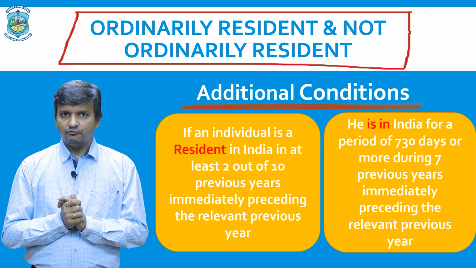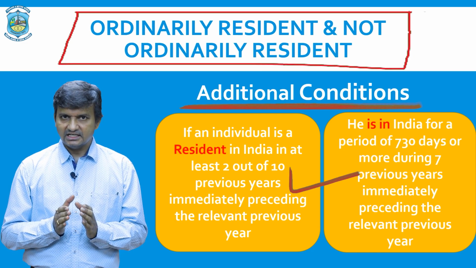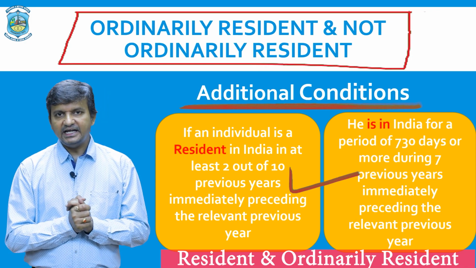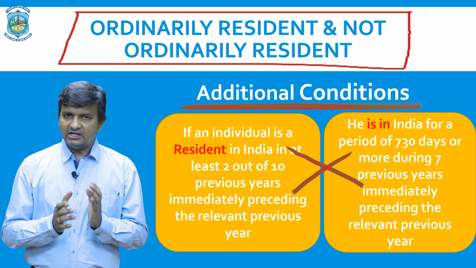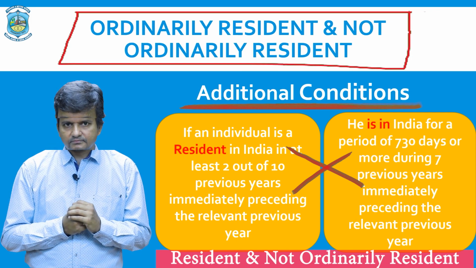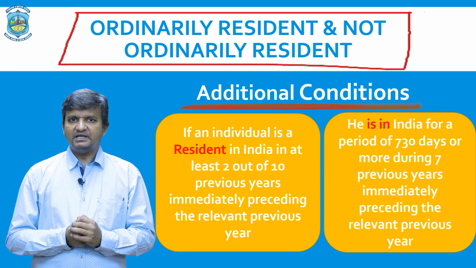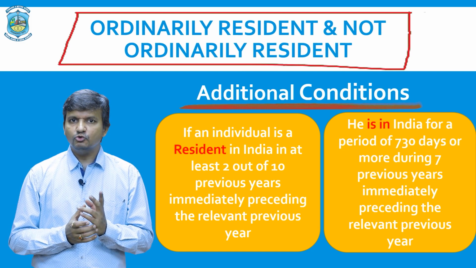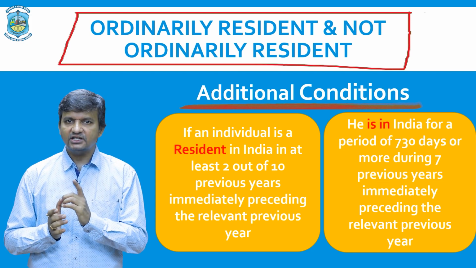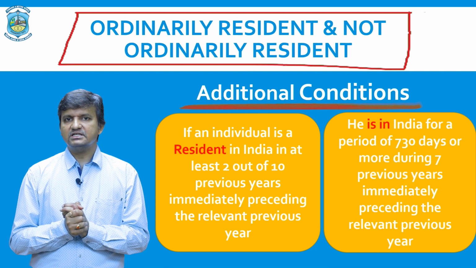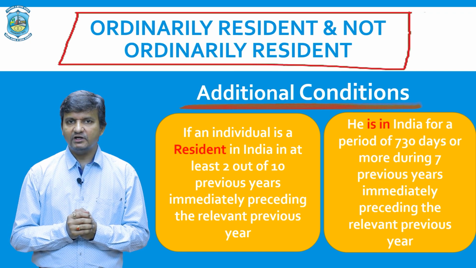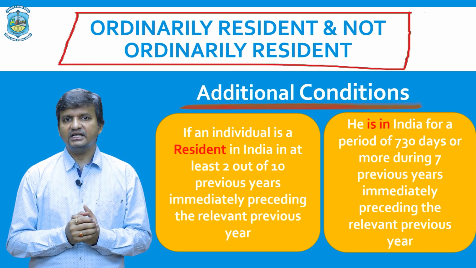If an individual fulfills both these additional conditions, then he is termed as resident and ordinarily resident. If an individual does not fulfill any of the additional conditions, he is termed as resident and not ordinarily resident. It means an individual can be resident and not ordinarily resident in 2 ways. Number 1, he fulfills one of the basic conditions and none of the additional conditions. Number 2, he fulfills one of the basic conditions and one of the additional conditions. In both these cases, an individual will be termed as resident and not ordinarily resident.